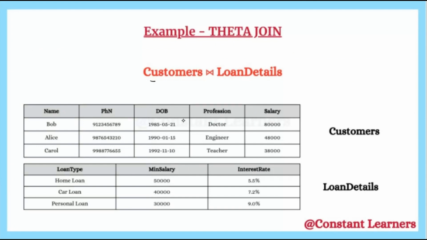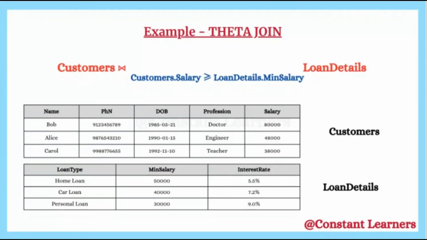We start with customers table joining with the loan details table. Now the join condition is that the customer's salary must be greater than or equal to the minimum salary required for that particular kind of loan. So in place of theta, the condition will be customers dot salary, that is the customer's table salary, is greater than or equal to loan details dot min salary. So this salary must be greater than or equal to this salary.